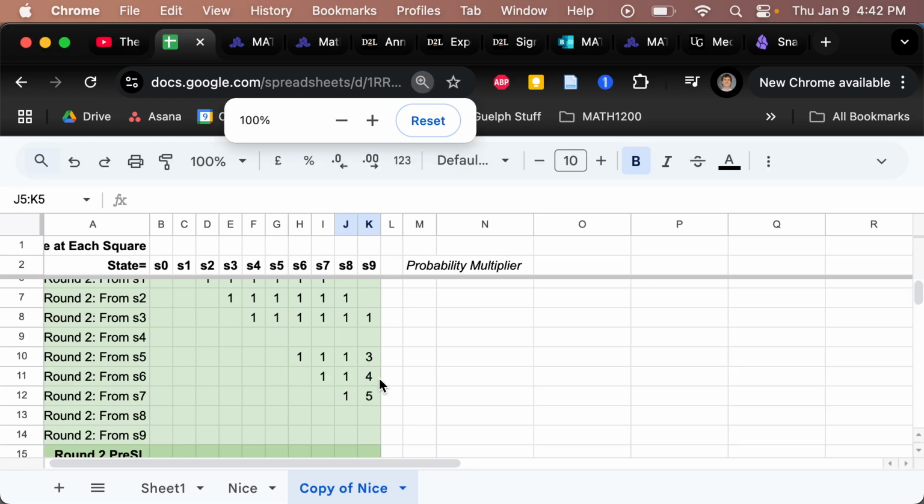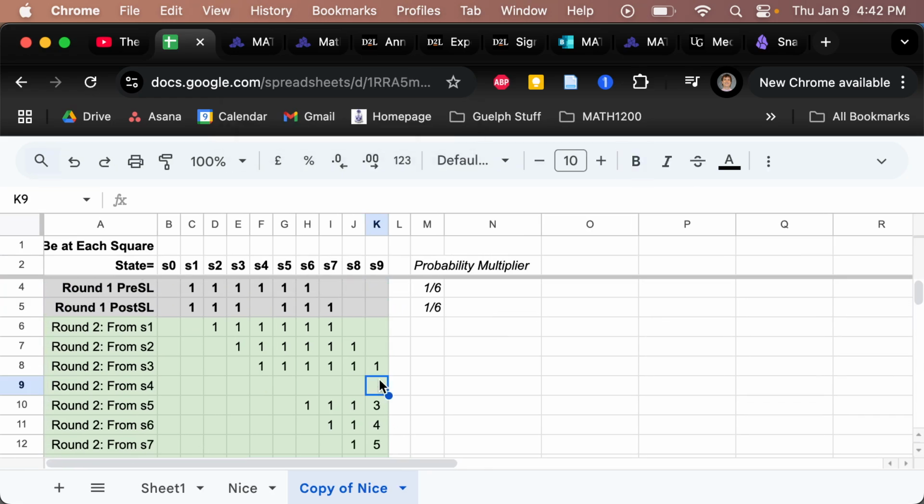Okay, so you can see everything. All right, so these are the number of ways to get to all of these locations, specifically from these paths that you went to at round 1. Once again, all of these things you should think of as probabilities by just multiplying them by the right multiplier, which is 1 over 36.